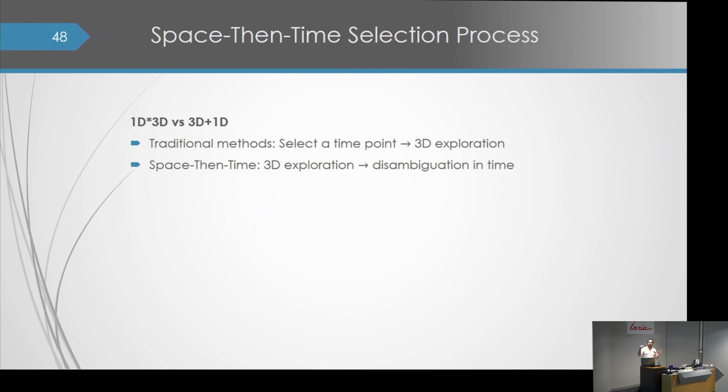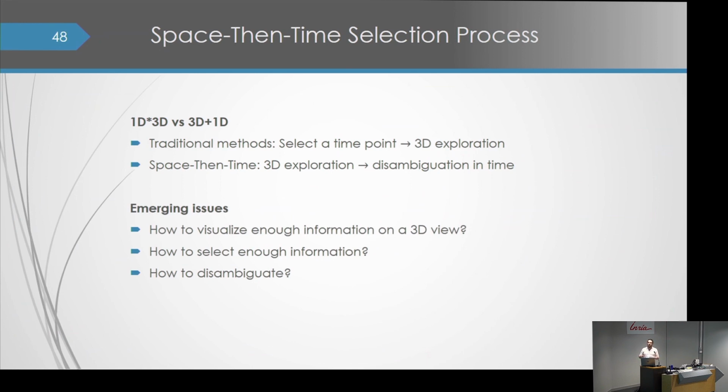So instead of getting 1D for time times 3D exploration, we get only one exploration plus one disambiguation in time, so one dimension to explore. The emerging issues here: first, how to visualize enough information to get in one 3D view. Then how to select the information to get the right object. And finally, how to disambiguate in time between the maybe several objects that could correspond to the selection.